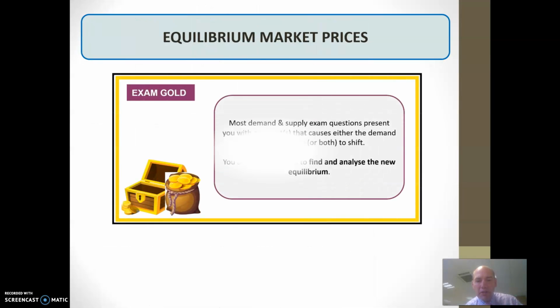In terms of this, just a little reminder that in the exam, the WJEC want to challenge you. They want to be able to check your skills. They're going to ask questions about events that cause either demand or supply or both to shift, and then you'll have to find and analyze the new equilibrium.